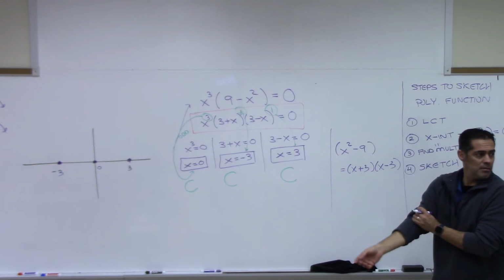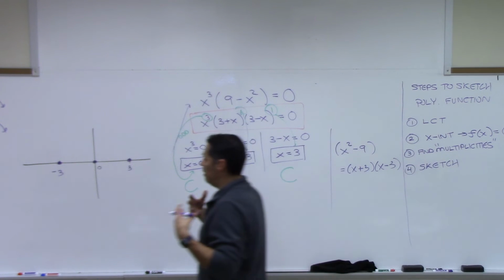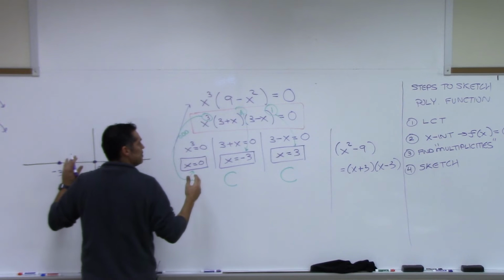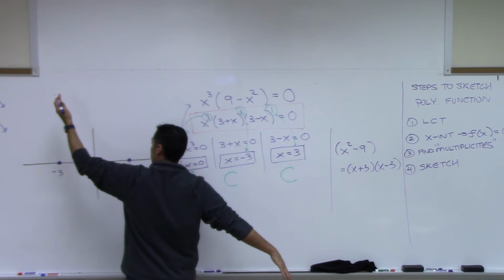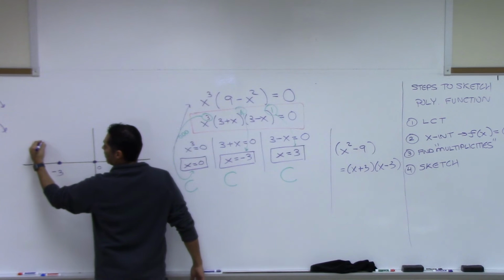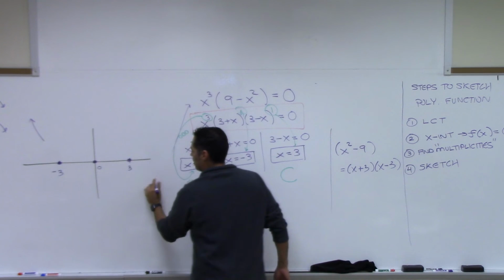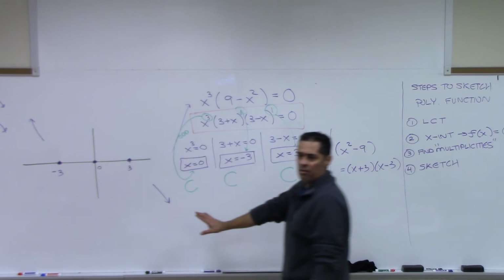You ready to draw? Here's how I like to do it. What was my left behavior? My left was up, right? And my right was down. So I know that on the left side, I'm going to be up over here, and I know over on the right side, I'm going to be down. I like to draw like that to start.